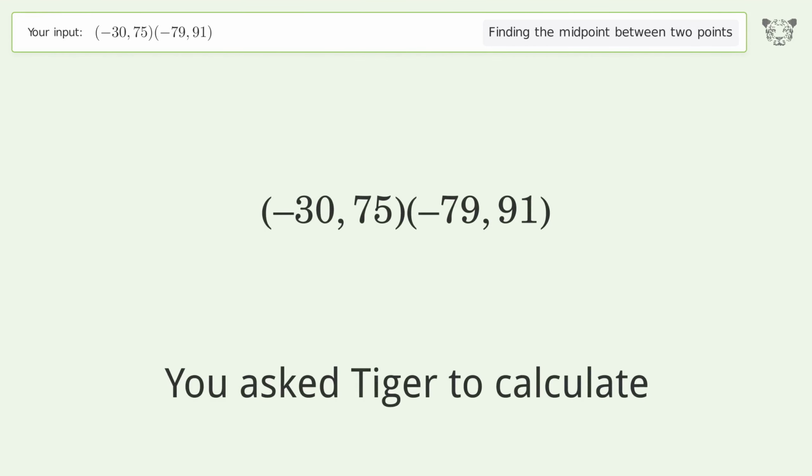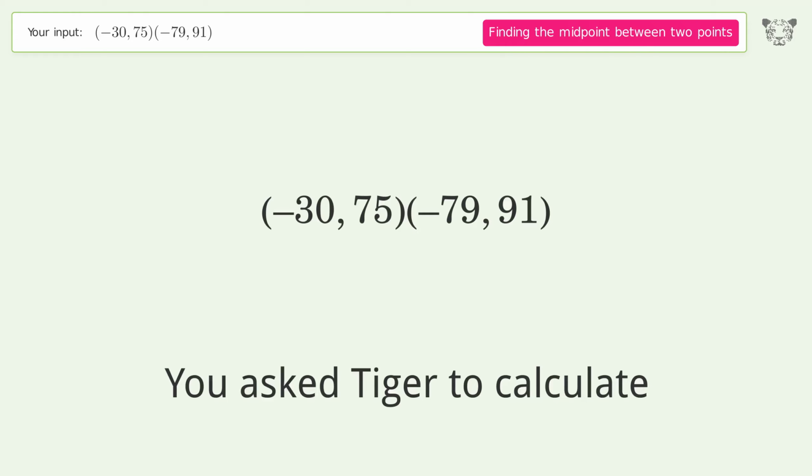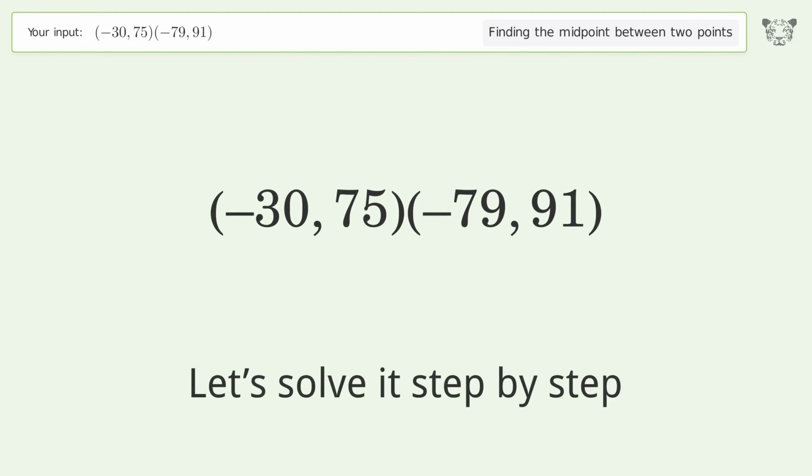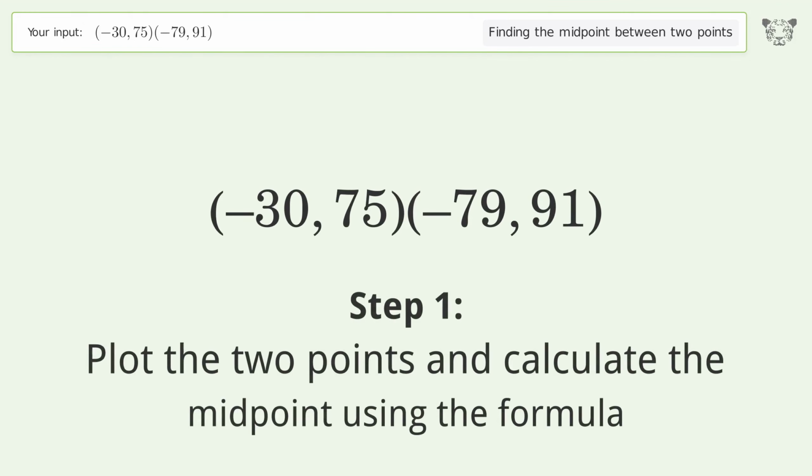You ask Tiger to calculate. This deals with finding the midpoint between two points. The midpoint between the two points is -54.583. Let's solve it step by step. Plot the two points and calculate the midpoint using the formula.